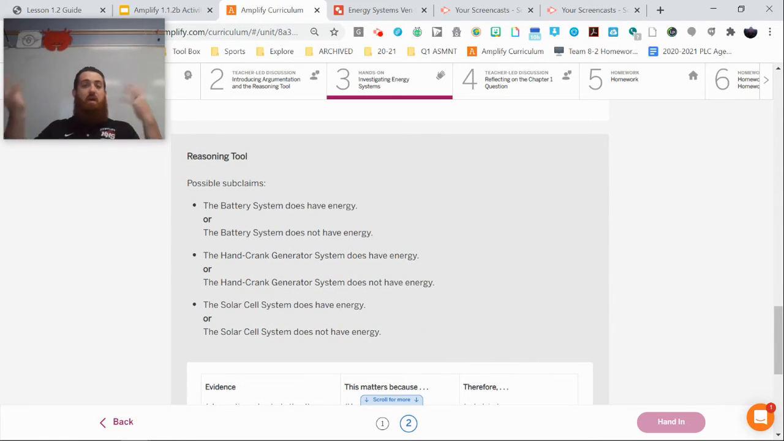So in order to decide if they all have energy or not, we're going to have to look at each individual system. So does the battery system have energy? Does it not have energy? Does the crank system have energy? Does it not have energy? And does the solar cell system have energy, or does it not have energy?